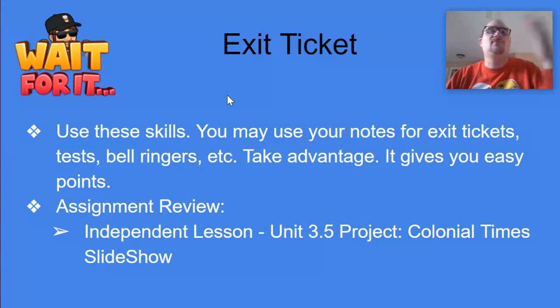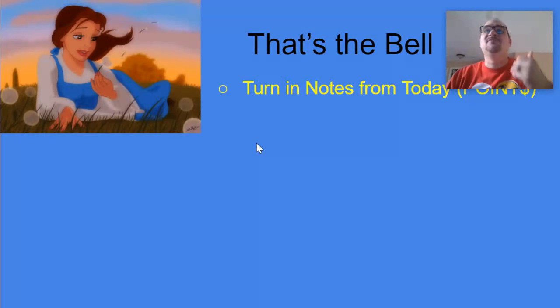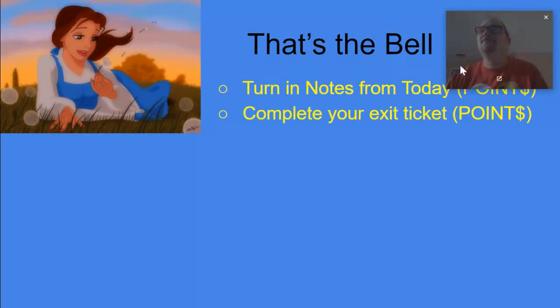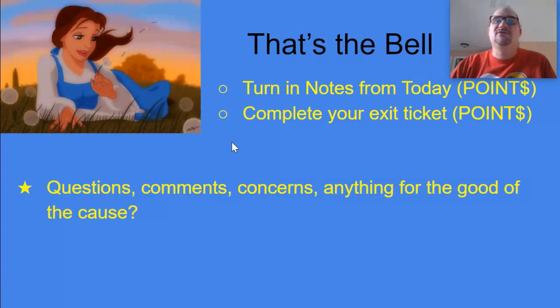There was an assignment. It's the independent lesson 3.5 project Colonial Times slideshow. Reviewed that in class for people that were there. So that's the bell on my thing for here. If you did these notes, turn them in, points. Don't forget the exit ticket if you were in class, points. On any given day, make sure you complete those exit tickets, points. Okay, points are your money when you're in school.